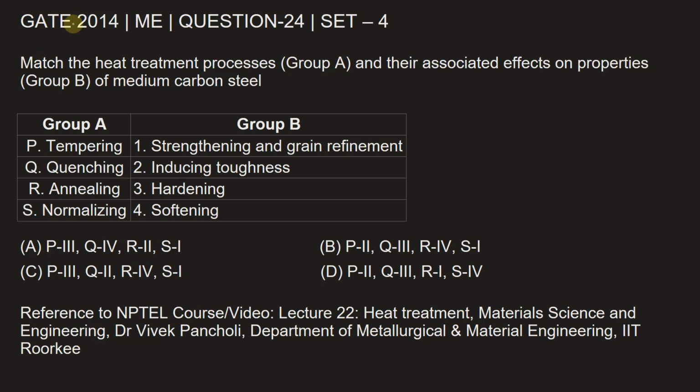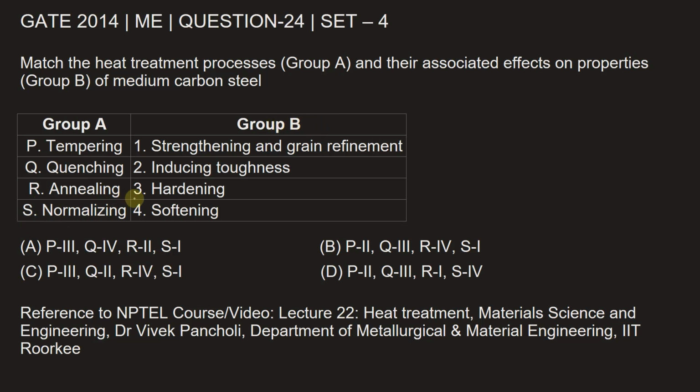This question is from 2014 Mechanical Engineering paper set 4, question number 24. Match the heat treatment processes from group A and their associated effects on properties from group B of medium carbon steel. Group A: point P tempering, point Q quenching, point R annealing and point S normalizing.